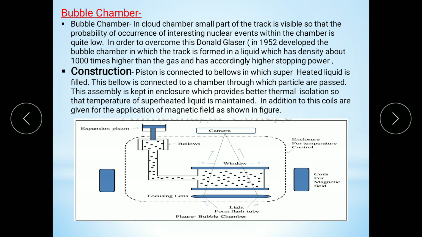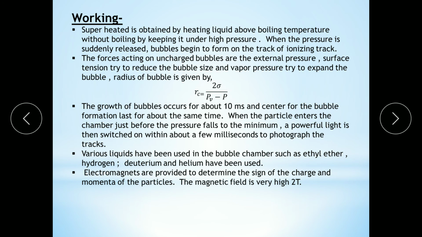In addition to this, coils are provided for the application of a magnetic field, as shown in the figure. It means we added the coils to the system, and from these coils the magnetic field is applied. Now, what is the working of this?